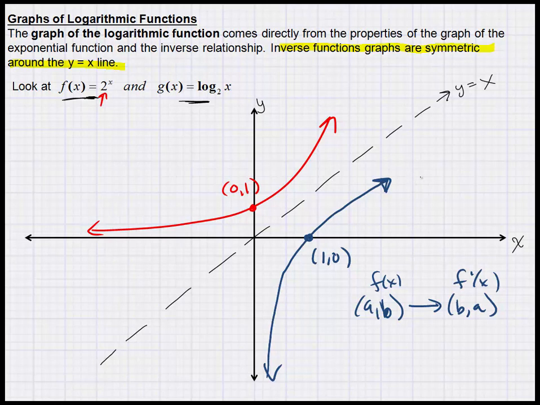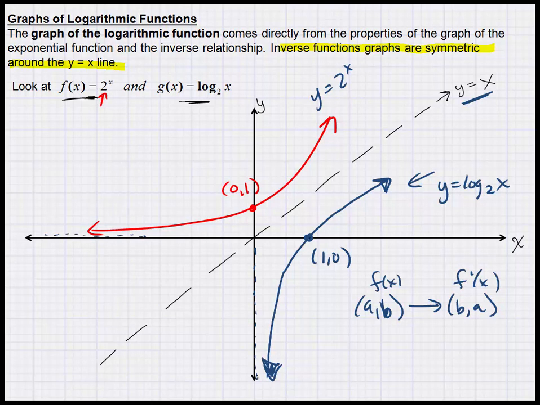So this right here is the graph of y equals log base 2 of x. This here is the graph of y equals 2 to the x. They're symmetric with respect to the y equals x line, and this gives you an idea of what a logarithmic graph looks like. It has this increasing shape. Instead of having a horizontal asymptote like the exponential does, we get a vertical asymptote.